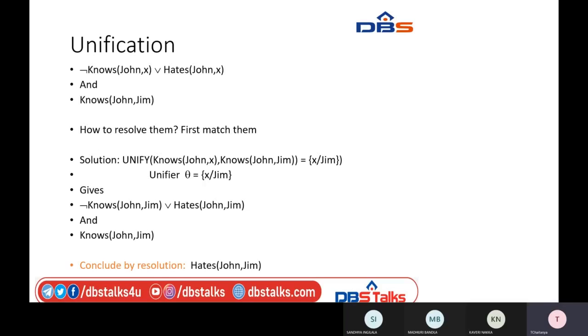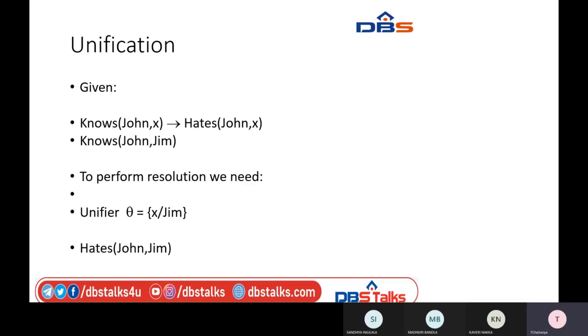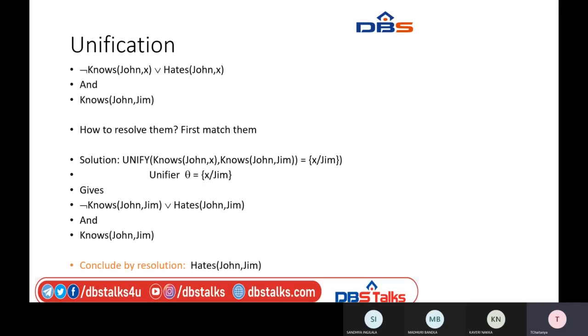See one more example. Knows(John, X), Hates(John, X), and Knows(John, Jim). How to resolve them? First match them. See the solution here. They have given a solution here: if I substitute the unifier, it will come as Knows(John, Jim), which can be explained with the unification process.